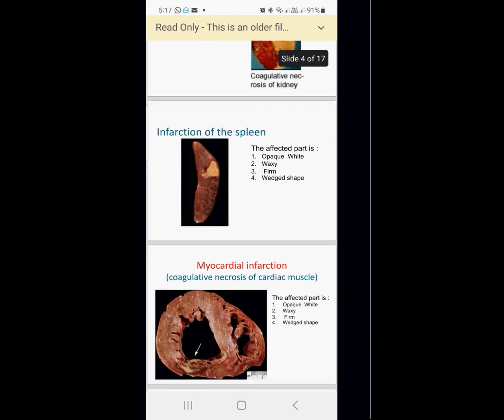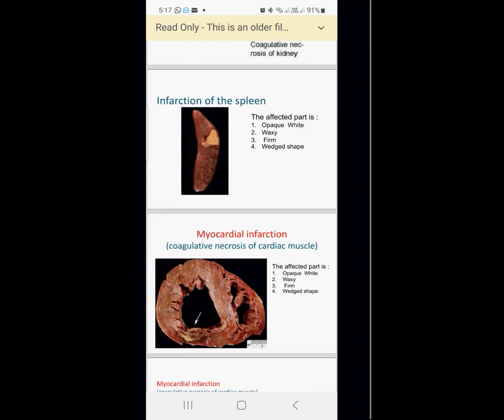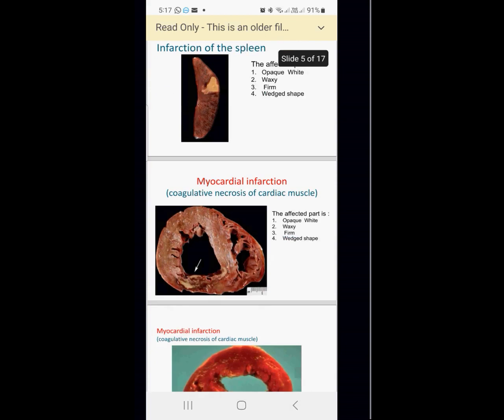This is the commonest feature of infarction, and commonest to occur in the liver and commonest to occur in the kidney. Myocardial infarction, also it occurs in the heart. برضه بتديني coagulative necrosis of the cardiac muscles. It's going to be opaque, waxy, firm, wedge shape.